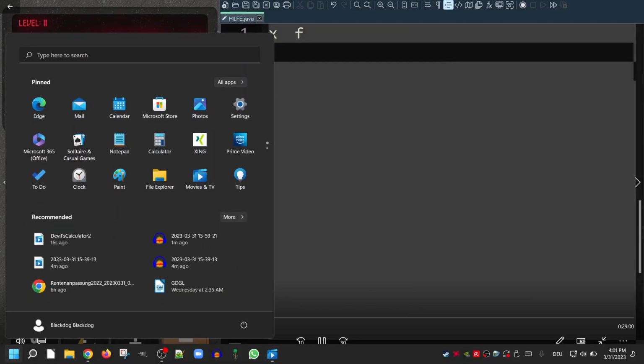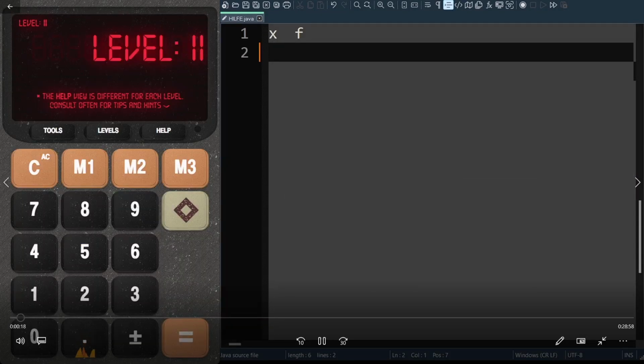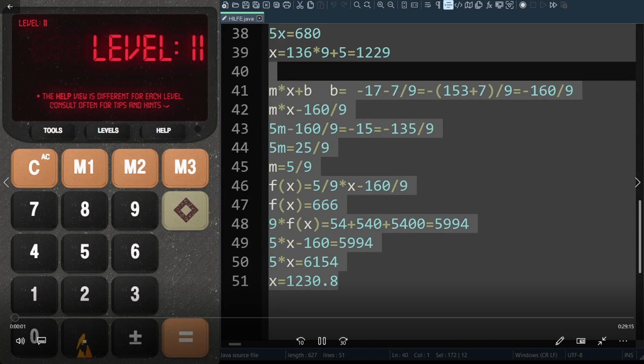Okay, hopefully it's going to work. Check. This is a little weird because I'm using display capture.